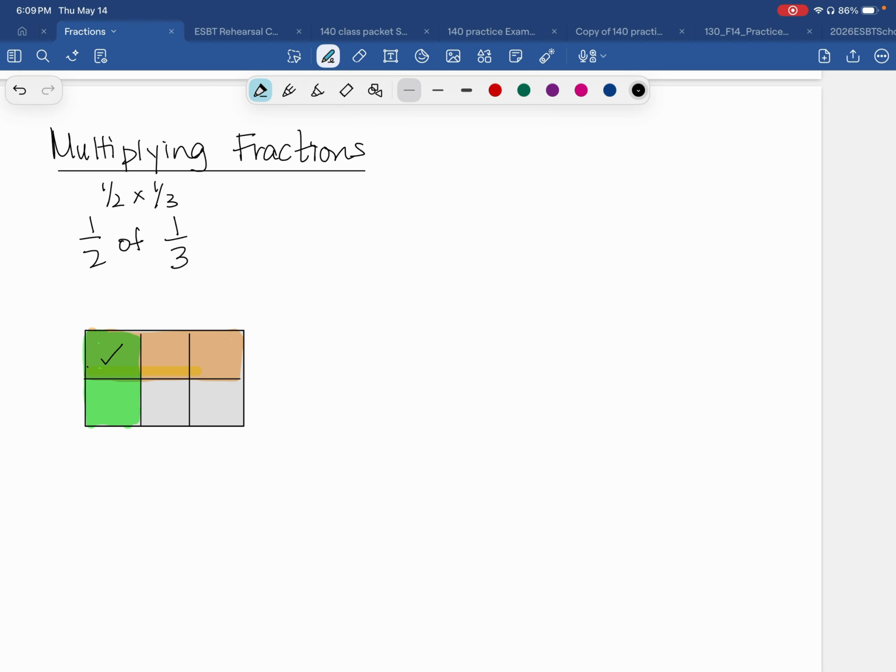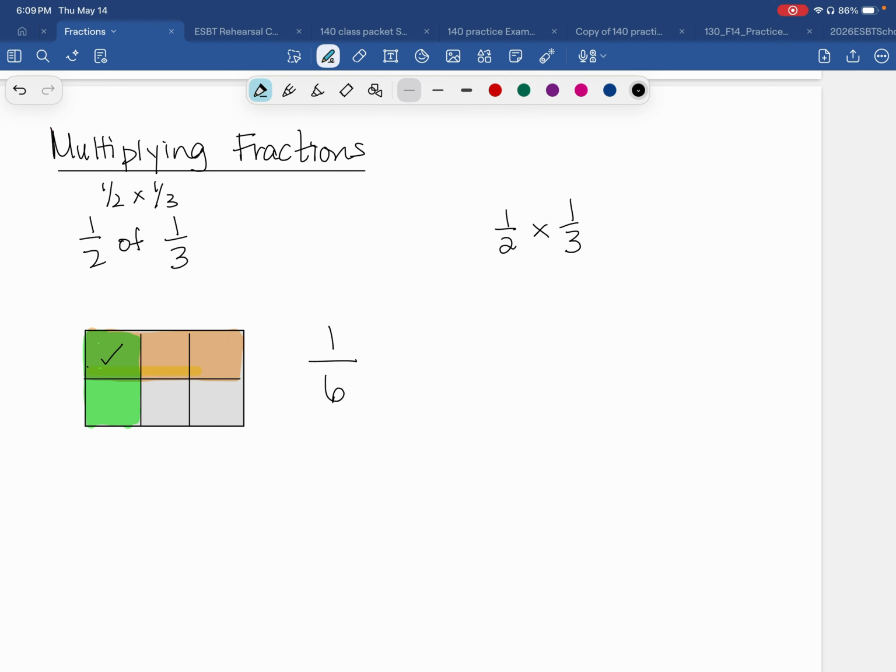So how many boxes is that? That's only one box that has been double shaded out of a total of 6 pieces in that whole. So that means that 1/2 times 1/3 gives me 1/6. Notice that I didn't need to create the same number of pieces between the two of them, because I'm cutting up the same thing into multiple pieces and only selecting some of it.